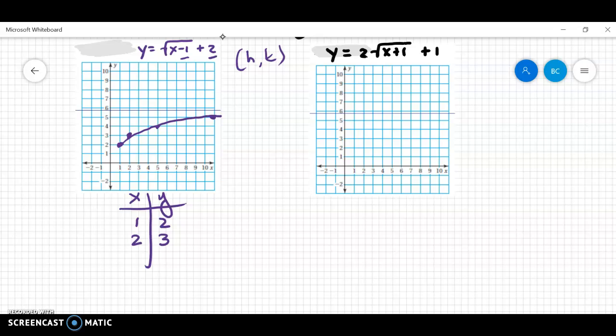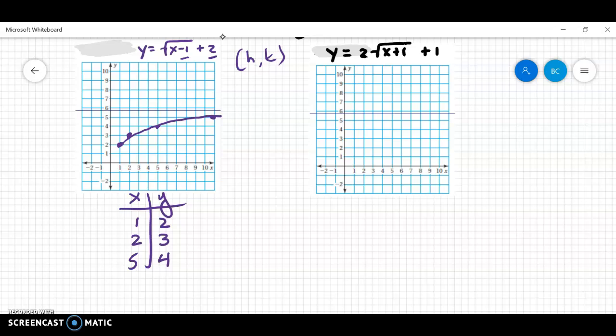And the next number I want to substitute in is going to be a 5, because I want to choose values that I'm able to find the square root of. So if x equals 5, then 5 minus 1 is 4. Square root of 4 is 2, plus 2 is 4. So again, I'm just checking some of the points I already have on my graph, so I feel pretty good about that one.